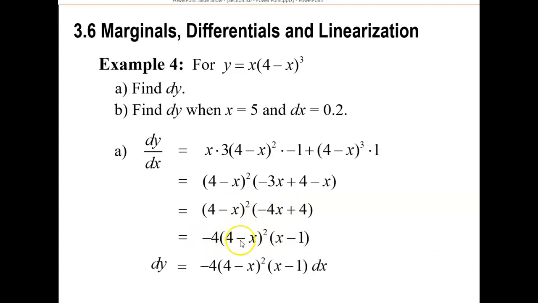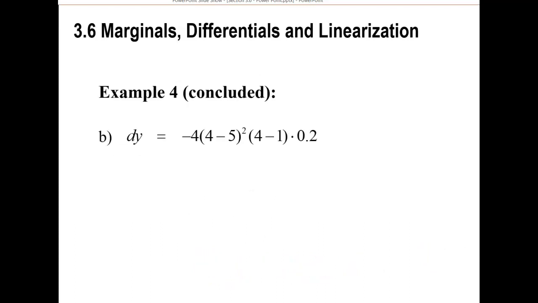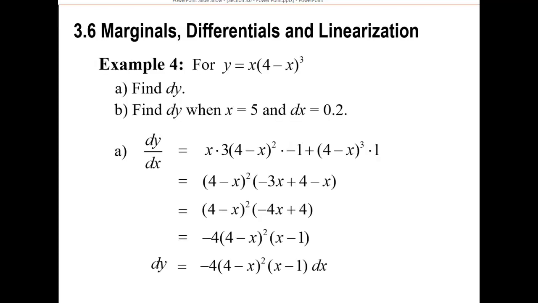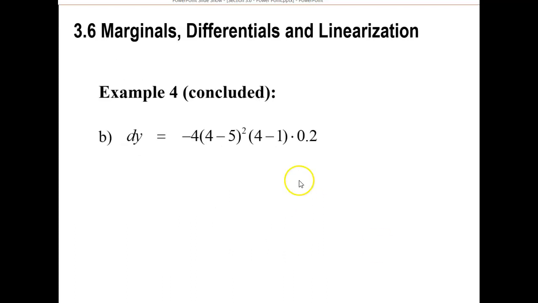So remember, this line right here is equal to dy over dx, which means dy, if I just think of this notation as dy over dx, just multiply both sides by dx, and that's your formula. dy equals f prime times dx. All right, so now we can plug in what we were given. We were asked to evaluate that for an x value of 5 and a dx value of 0.2. So we're going to plug in 5 for the x's and 0.2 for the dx.